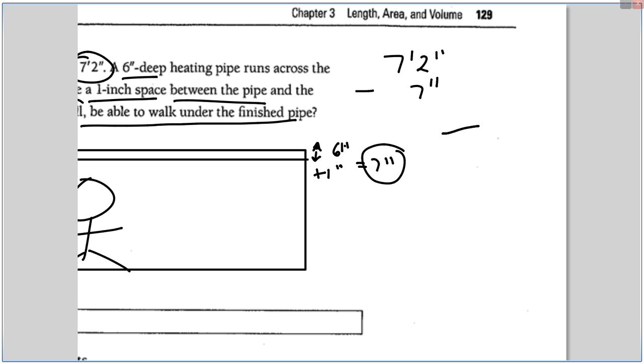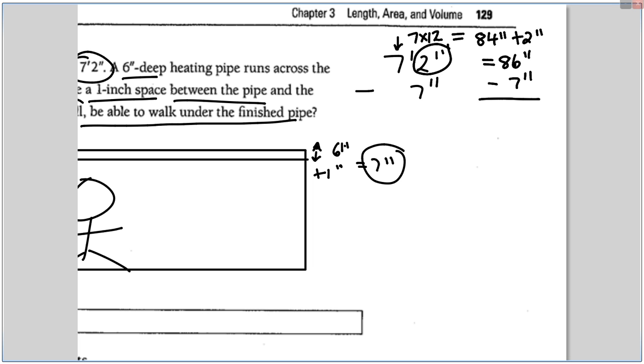So what I would do is I would convert those feet into inches. So 7 times 12, for every foot there's 12 inches. 7 times 12 is 84 inches. Don't forget those 2 as well. Altogether that is 86 inches, and we need to subtract off 7 inches. 86 take away 7, of course, is 79 inches.